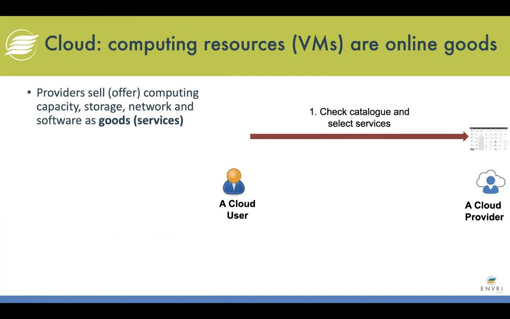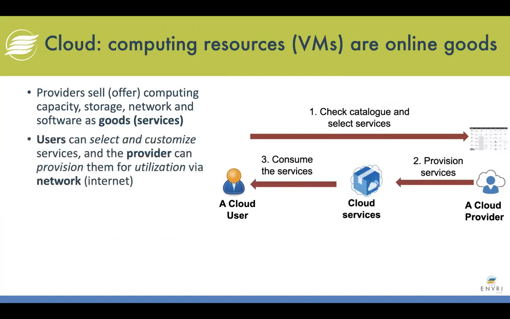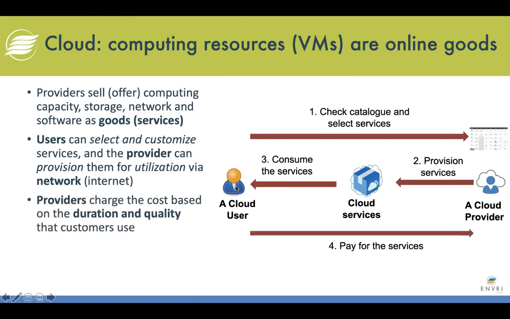Then you can think of selling this as a product, like what you buy from an eShop. You check the catalogs, and the provider gets your VM request based on your size, and then they provision it through these two technologies we just mentioned. Then you get the virtual machine, you use it, and afterwards you do the payment.